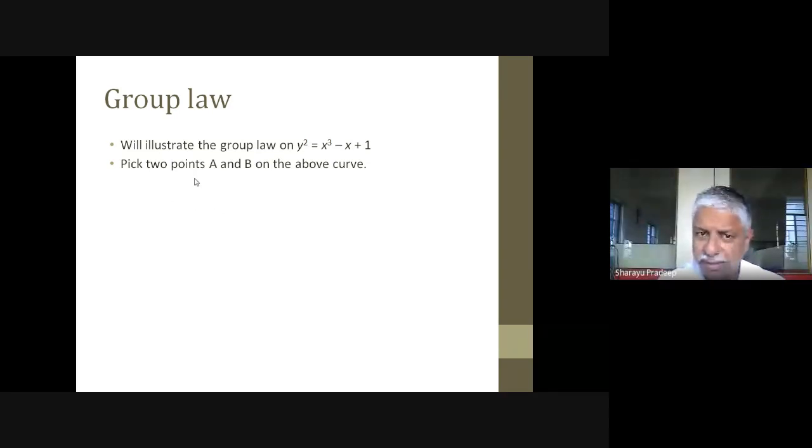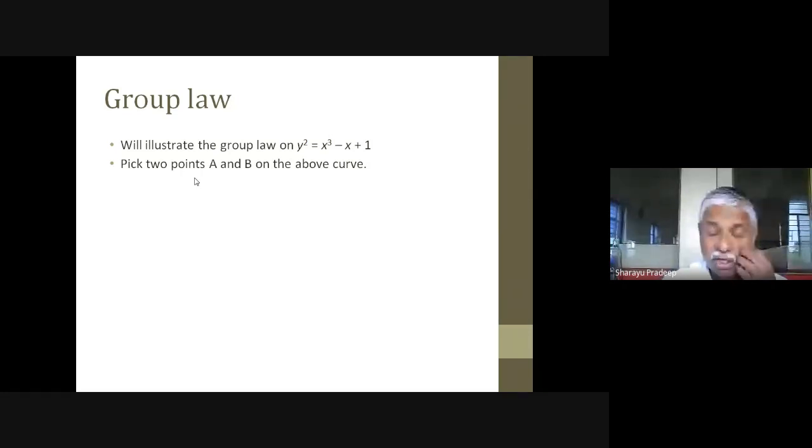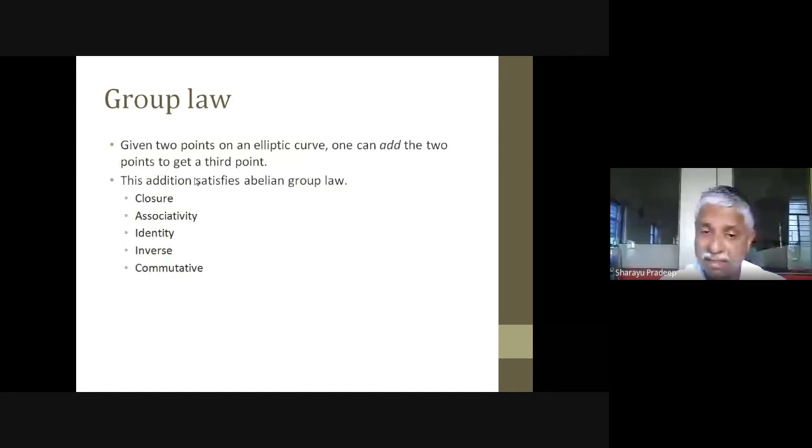I will try to explain this group law on elliptic curves. What does it mean? If you give me 2 points on the elliptic curve, I should be able to tell you their sum, and that sum should satisfy these 5 properties. That means if you give me 2 points on the elliptic curve and I add them, the third point also must be on the elliptic curve. Associativity is a bit difficult to verify, I will not bother about it now.